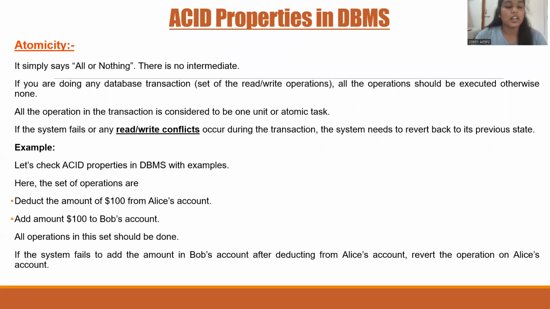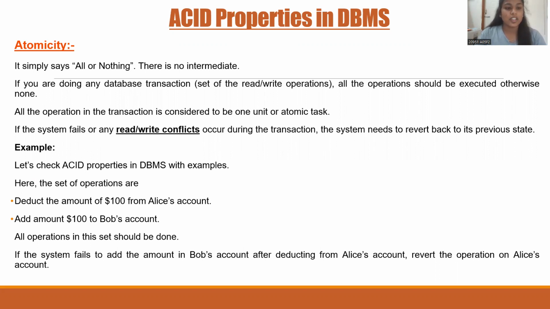Atomicity. It simply says all or nothing. There is no intermediate. If you are doing any database transaction, a set of read or write operations, all the operations should be executed, otherwise none. All the operations in the transaction are considered to be one unit or atomic task. If the system fails or any read or write conflicts occur during the transaction, the system needs to revert back to its previous state. For example, let's check ACID properties in DBMS with an example.